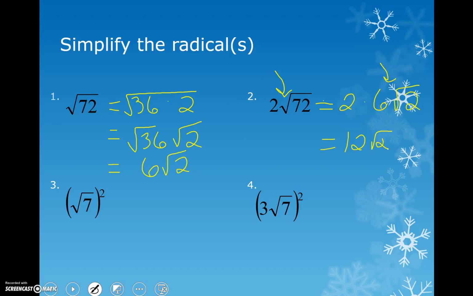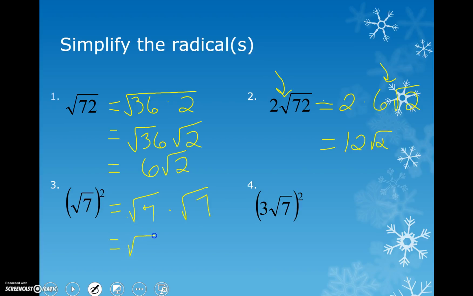The other thing you need to be able to do is square a square root. Now a lot of you can probably type this into your calculator and get a number, but let's talk about how to do it by hand. When I do something with an exponent of 2, that means I'm multiplying the same thing by itself. So essentially what I have here is the square root of 7 times the square root of 7. Just like we did up in problem number 1, I can separate things. I can go ahead and put these two things together.